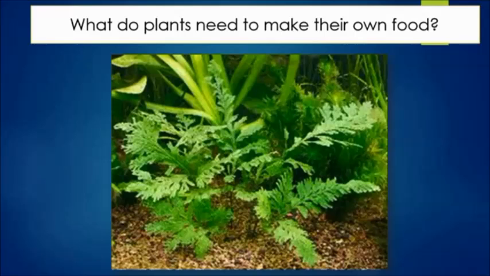So let's think about plants for a second. What do plants need to make their own food? Think about it. If you want a plant to grow and survive, what kinds of things does a plant need? You may be thinking soil, maybe water. You have to water your plants. Sunlight. Plants need sunlight in order to grow.